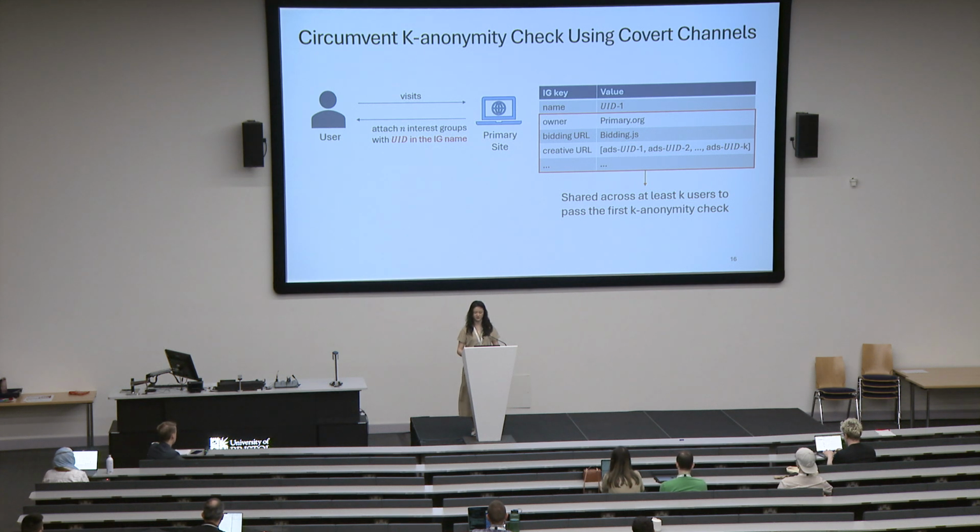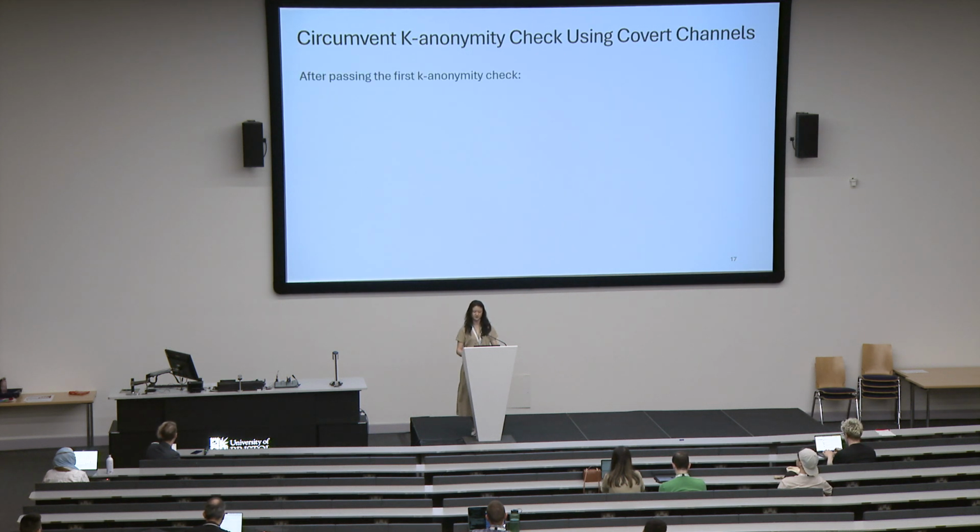The trick is that the adversary can embed the same set of creative URLs, which are the ad URLs, with UIDs into these users. So when an auction starts, the browser sends the whole interest group objects to the buyer's code, and the buyer's code can select the bid on the creative URL that matches the URL in the interest group name. After passing the first k-anonymity check, the browser sends the buyer's bid and ads to the seller's code.